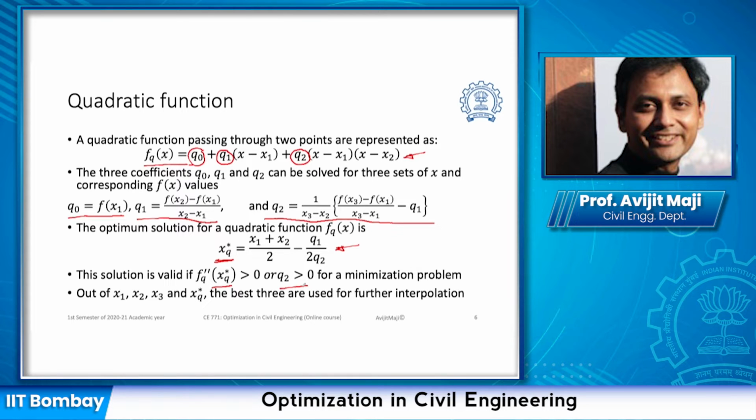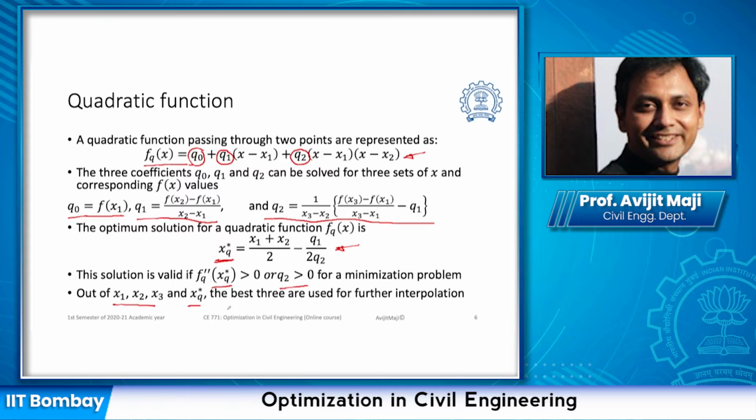And once we have the valid solution, we need to compare the function values at the 4 points. 3 we already know, the fourth point is the optimum point, and we can keep the best 3. The preferred option should be the best solution with a bracket on either side.